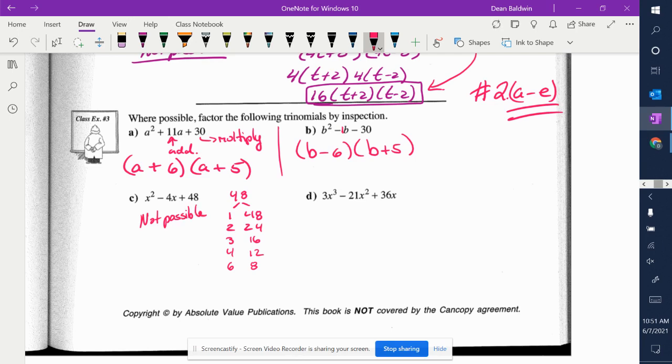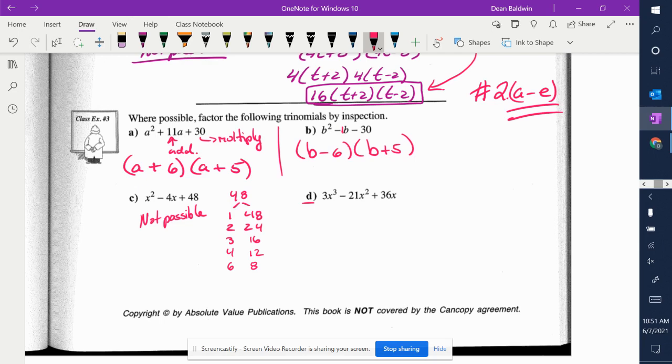Okay? Not all factoring is possible. Well, I shouldn't say that. For right now, it's not possible. We're going to learn in a couple days, probably tomorrow, there is a way to do this, but you have to use a formula. So it's not possible to factor this the way we know. All right? What about D?